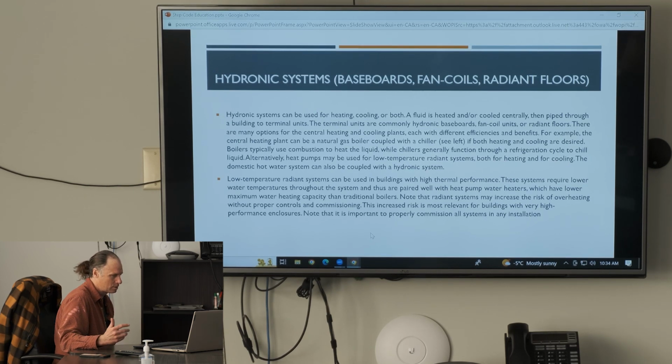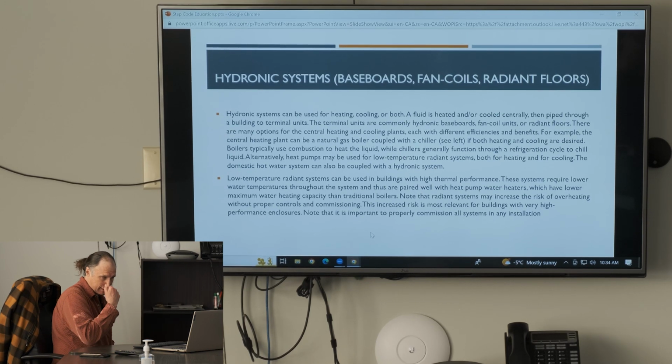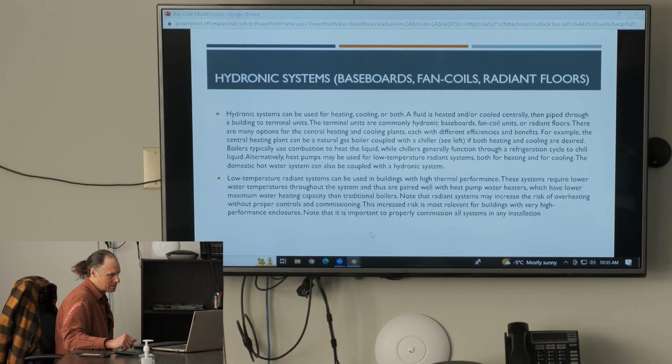If both heating and cooling are desired, boilers typically use combustion to heat the liquid, while chillers generally function through a refrigeration cycle to chill the liquid. Alternatively, heat pumps can be used for low temperature radiant systems, both for heating and for cooling. The domestic hot water system can be coupled with a hydronic system.